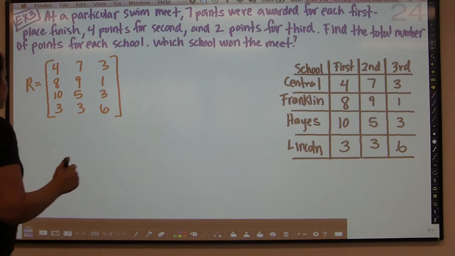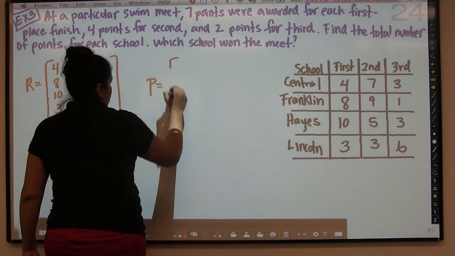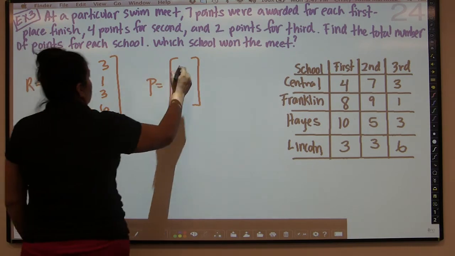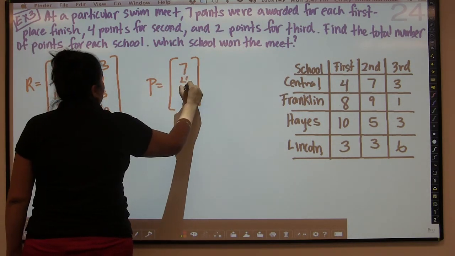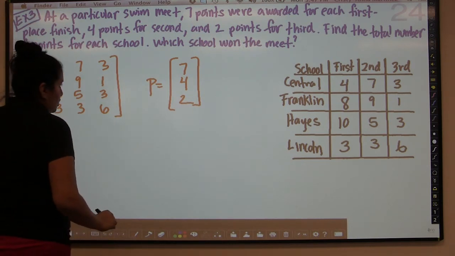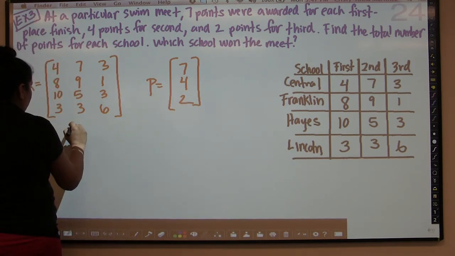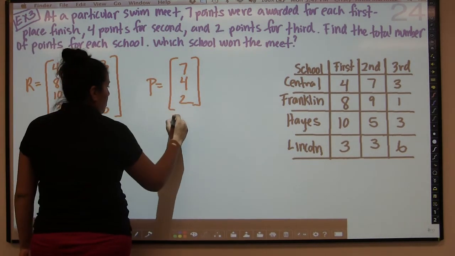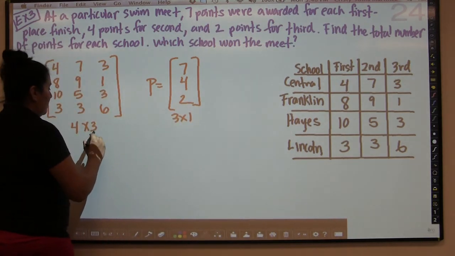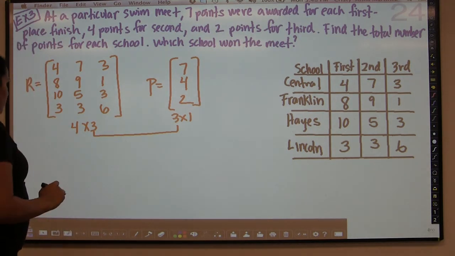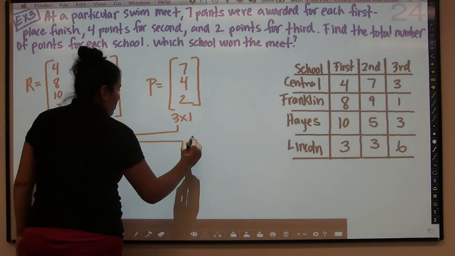And then for the points, we don't actually have a matrix for that, but we can make one. For the points, you get 7 points for first place, 4 points for second, and 2 points for third. So our matrix will look like that, 7, 4, 2. What we want to do is multiply the two matrices together. This is a 4 by 3: there are 4 rows and 3 columns, and this has 3 rows and 1 column. Because the inner dimensions are equal, I know that my resulting matrix will be a 4 by 1.